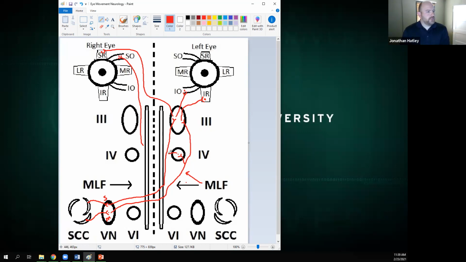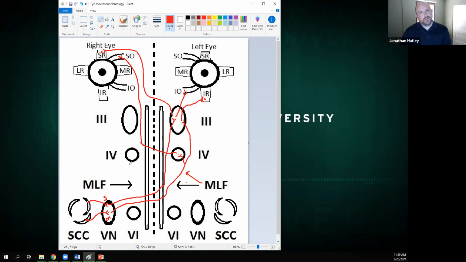So maybe I should just connect these pathways here so you can see. And again, this doesn't utilize the MLF or cross within the brainstem tissue itself, and in fact exits the brainstem and then wraps around it. So hopefully this doesn't confuse you here. But these are in fact the pathways for a right head roll.